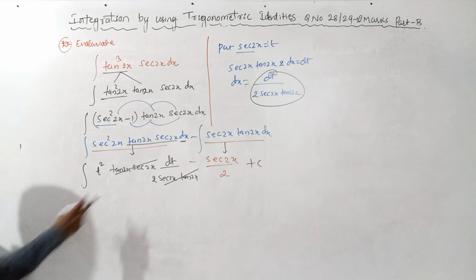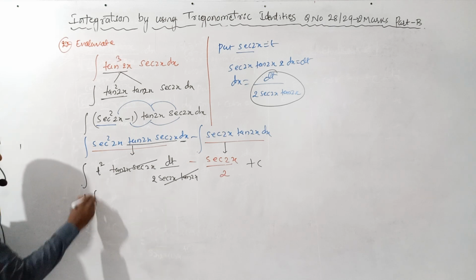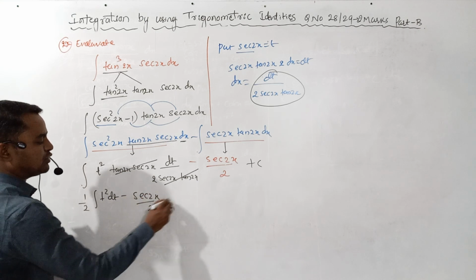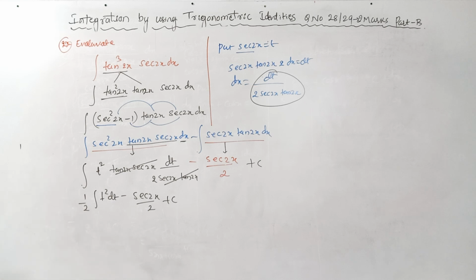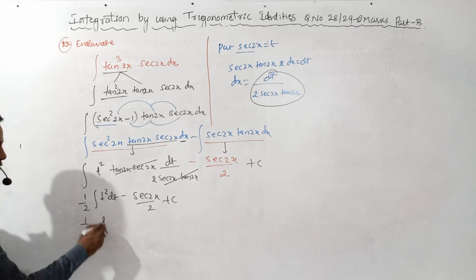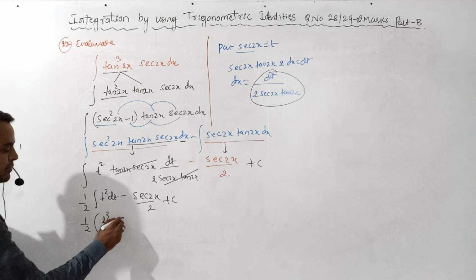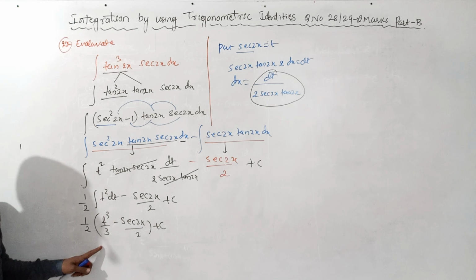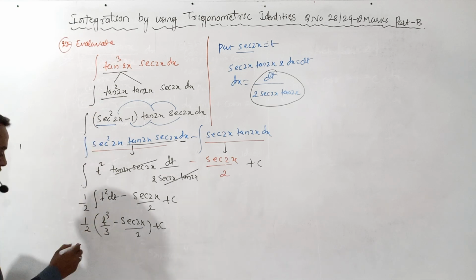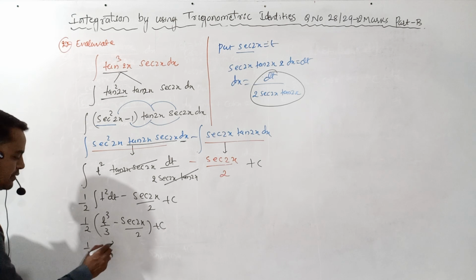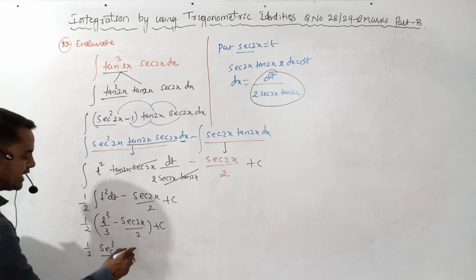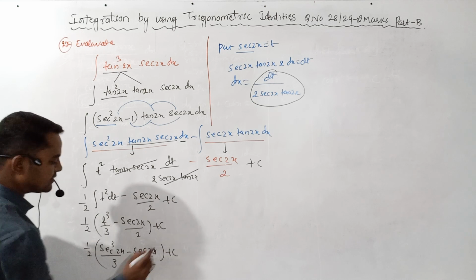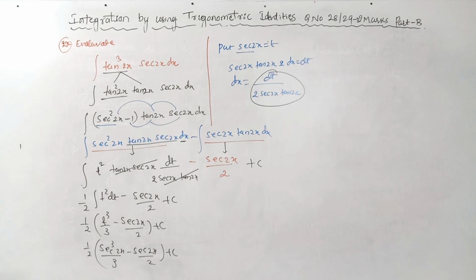Now take 1 by 2 outside: 1 by 2 integration of t square dt minus sec 2x divided by 2 plus c. Integration of t square is t cube by 3. So t cube by 3 minus sec 2x divided by 2 plus c. What is the value of t? t means sec 2x. That is 1 by 2, sec cube 2x divided by 3, minus sec 2x divided by 2 plus c. This is the final answer. Write it.